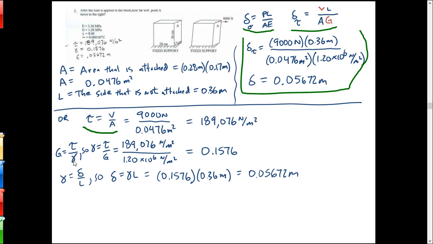Now you could just as well go through the process. Shear stress is V over A. G is shear stress over shear strain, so shear strain is tau over G. And then shear strain is delta over L, so the delta you want to find is the strain times the length. You get the same answer. A little quicker to do it in the way up in the upper right-hand corner, though. Questions on that?